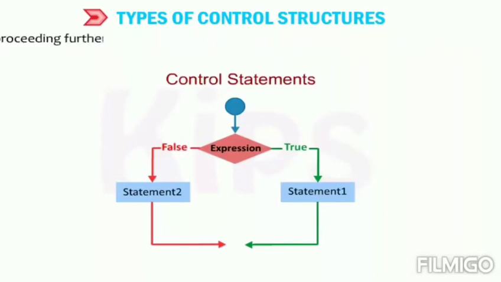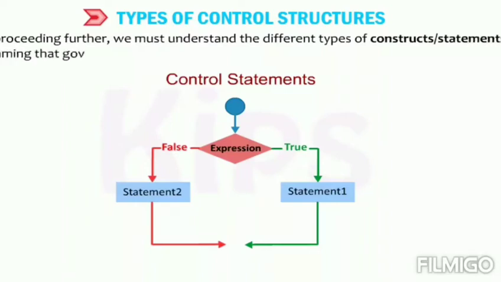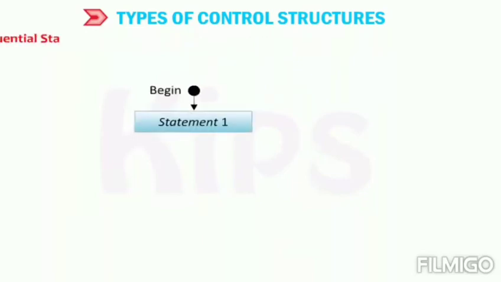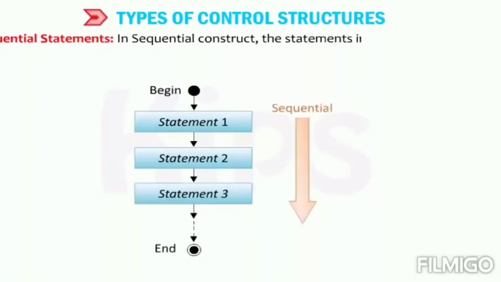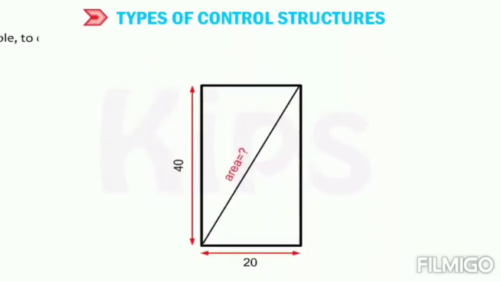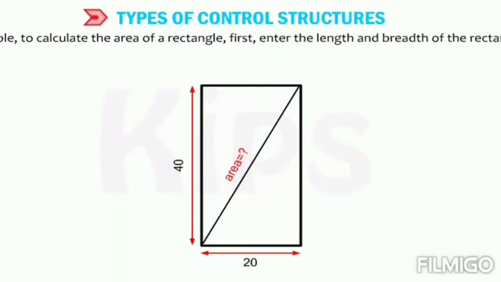Before proceeding further, we must understand the different types of constructs or statements in programming that govern the flow of the control of a program. There are different types of statements that control the flow of a program. These include sequential statements. In sequential construct, the statements in a program are executed in a sequential manner, where one statement is followed by the other, with no possibility of branching off to another action. For example, to calculate the area of a rectangle, first enter the length and the breadth of the rectangle, then calculate its area and print the result. Program.